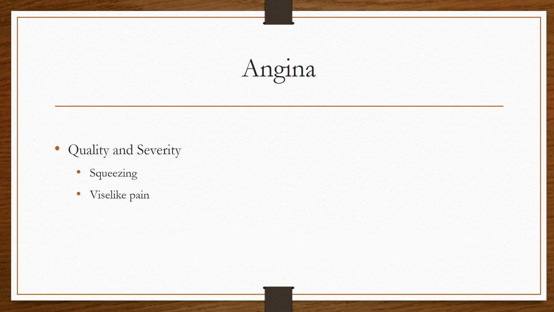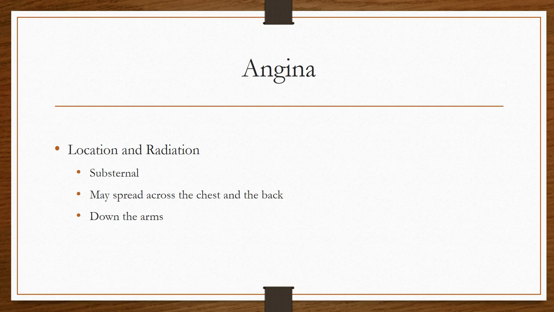Angina can be described by quality or severity. It's a squeezing, vice-like pain. Location and radiation: location is usually substernal, or it may spread across the chest and the back and down the arms.